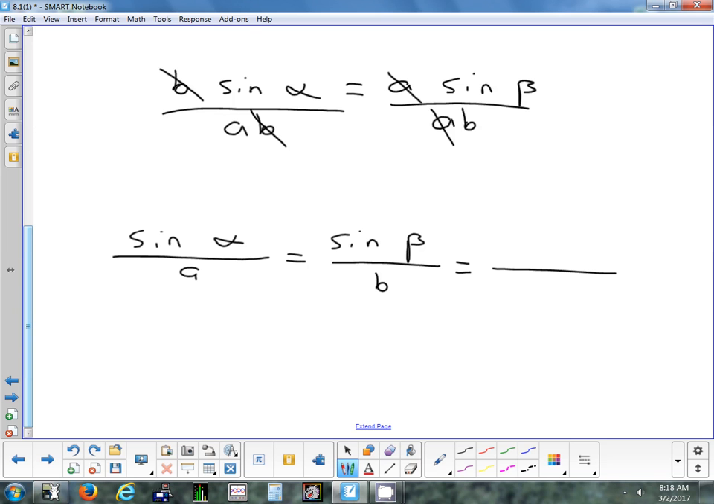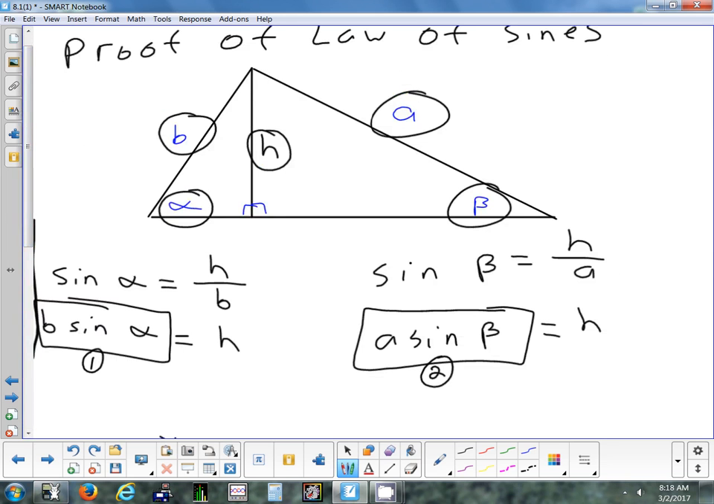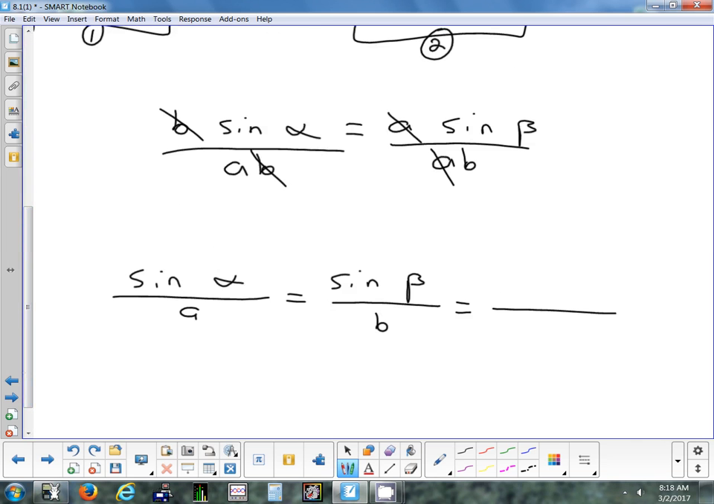And there's a third part I didn't prove. I could prove it by drawing a height to a different side instead of the one I drew. But does anybody have a guess what the third part is? Just based on the pattern? Sine of gamma over C. Yeah, so we didn't prove the last part. We're just kind of inferring it from the pattern we had. But that is the full law of sines. So it's basically three proportions. Three fractions.